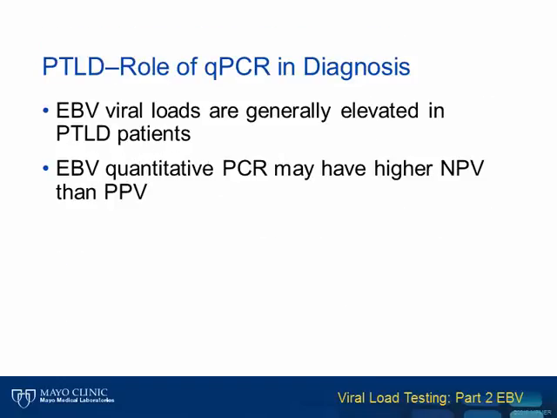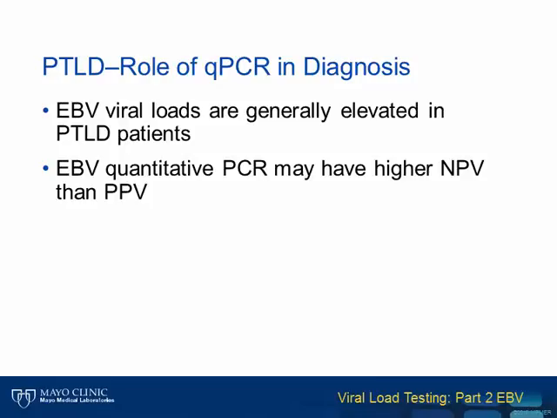EBV viral loads are generally elevated in PTLD patients. Importantly, EBV quantitative PCR may have a higher negative predictive value than positive predictive value. In other words, a negative result by PCR provides pretty good assurance that a patient doesn't have PTLD, while a positive result has overall poor specificity for diagnosing a patient with the disease.